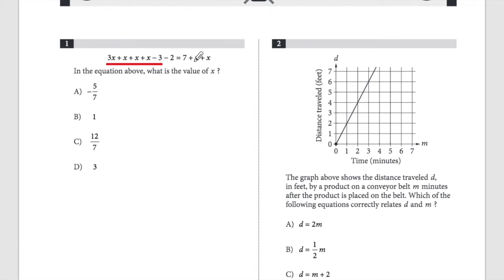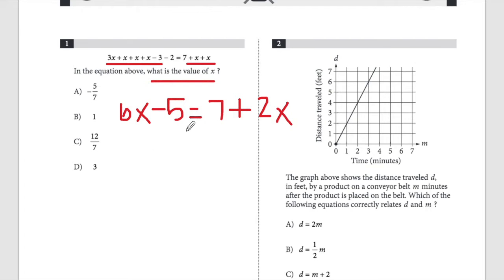So we have some equation on the left and we have some equation on the right, and it's just telling us to find the value of x. So I'm going to simplify both sides before I do any changing algebra to it. So x plus x plus x is 3x, 3x plus 3x is 6x, negative 3 minus 2 is negative 5, equals 7 plus 2x.